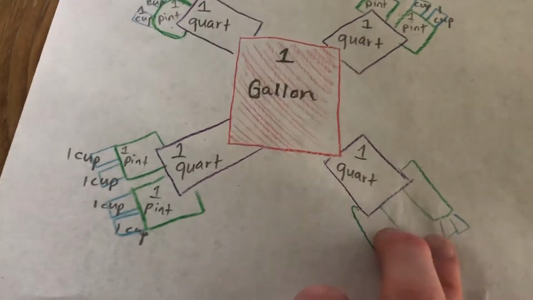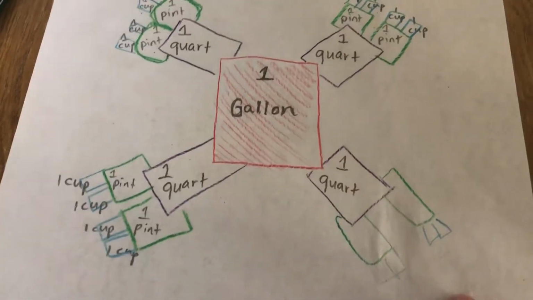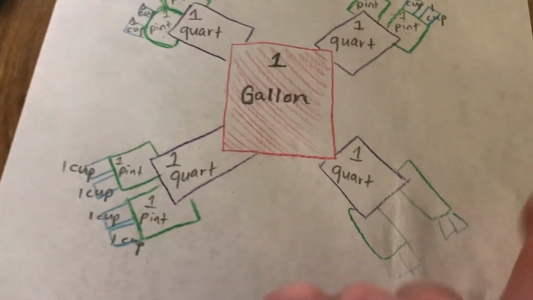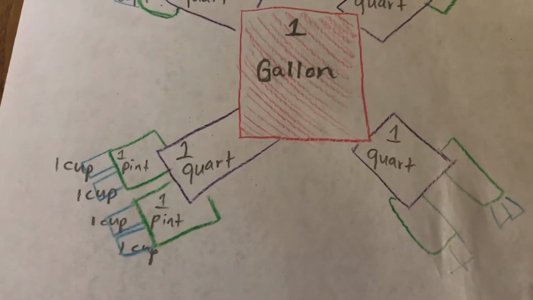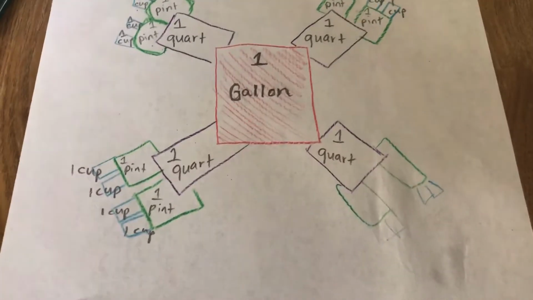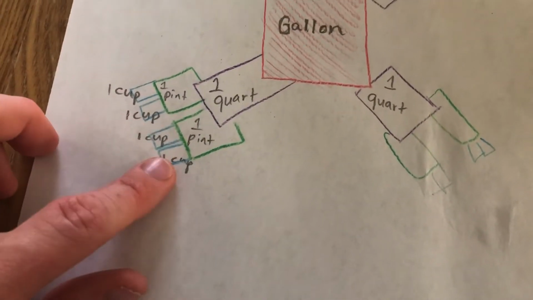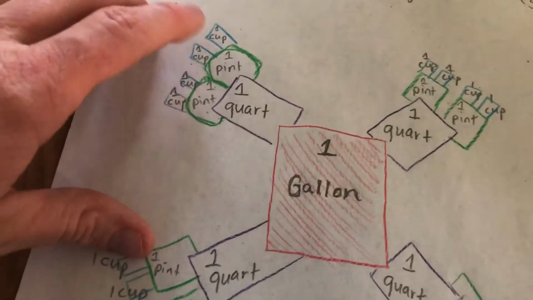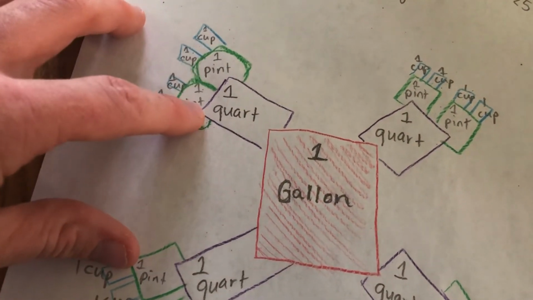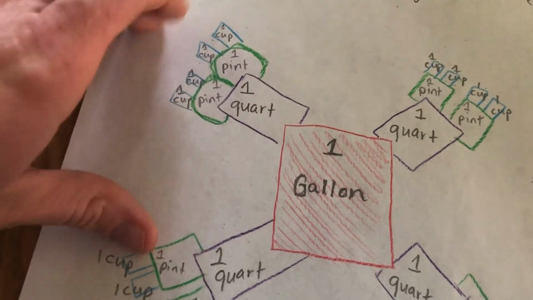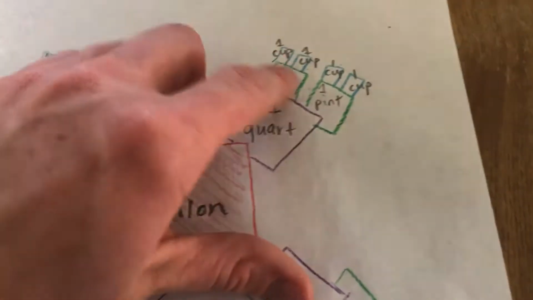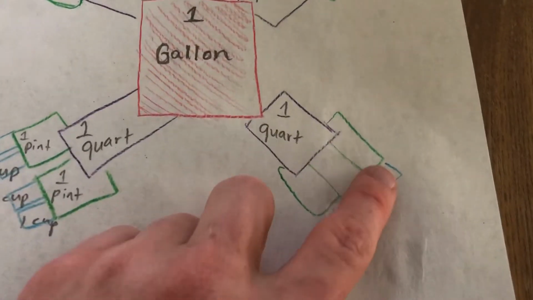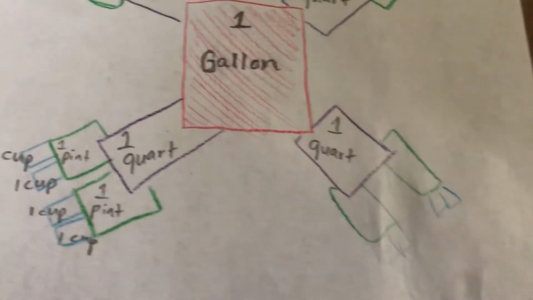Okay, and then this one, the reason why I didn't write it is because my paper got wet, so I couldn't write anything here, but it's supposed to say 1 pint, 1 pint. Okay, and then do you remember how many cups are in a pint? Yeah, 2. So 1 cup and 1 cup make a pint. 2 cups in a pint, 2 cups in a pint. Okay, and here it should also be 2 cups in a pint, 2 cups in a pint.